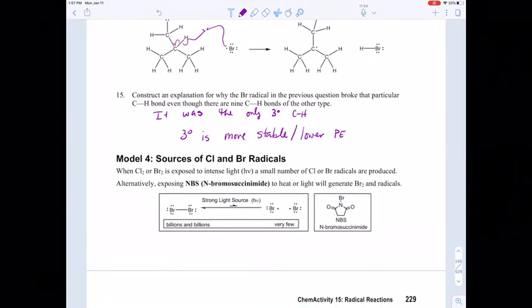We have a few sources of chlorine and bromine radicals. Elemental chlorine is usually a greenish yellow gas, but it dissolves into liquid, like water. Bromine is an orangish brown liquid that gives off vapors very easily. If either of those are exposed to intense light, a small number of chlorine or bromine radicals will be produced. Alternatively, exposing NBS to heat or light will generate bromine radicals.